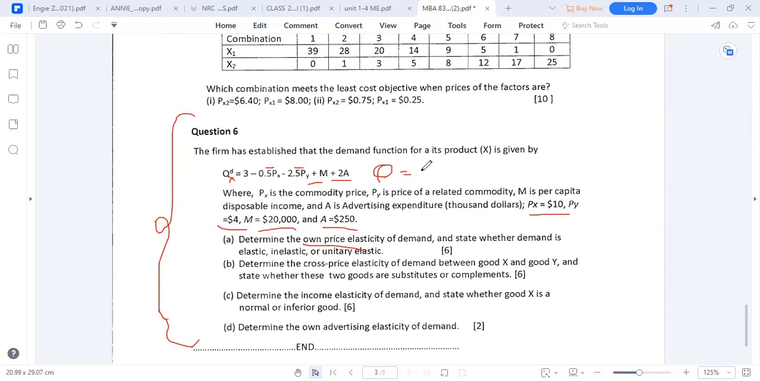So we substitute the figures there, right? Where there is a PX, we put what? 10. Where there is a PY, we put what? Put 4, excellent. Where there is M, we put what? 20,000. Correct. And where there is A, we put what? 250. Can you help me compute that? We get the figure.